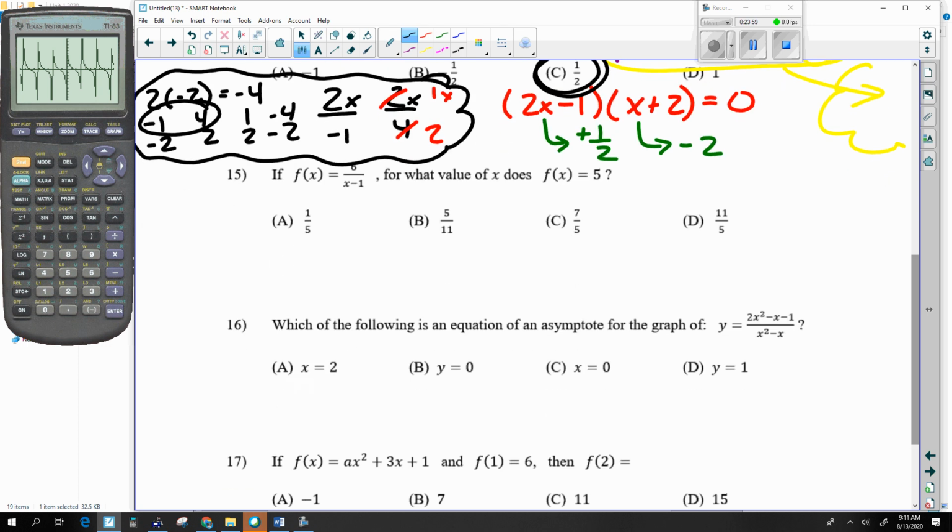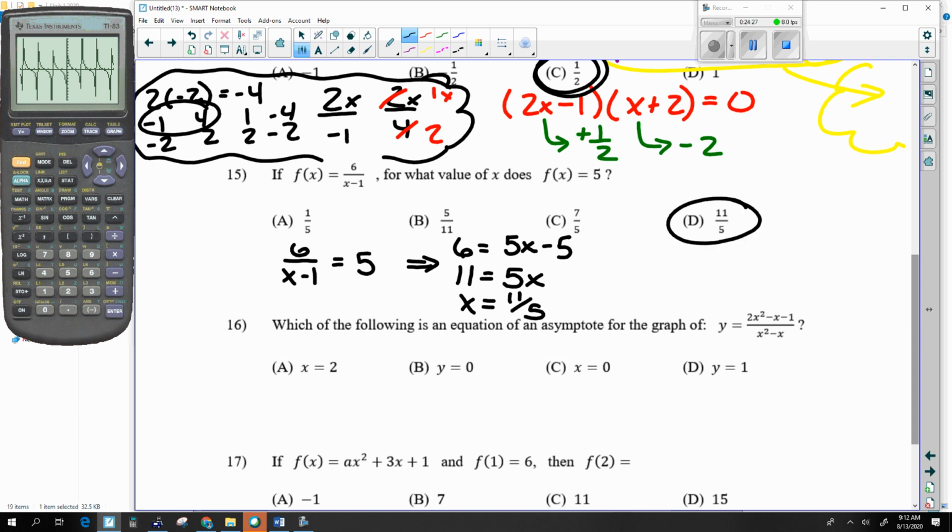Where's f of x equal to 5? So where is 6 over x minus 1 equal to 5? So I multiply out. So 6 is equal to 5x minus 5. What I did is I multiplied out x minus 1. Add 5. Divide by 5. 11/5. There you go.